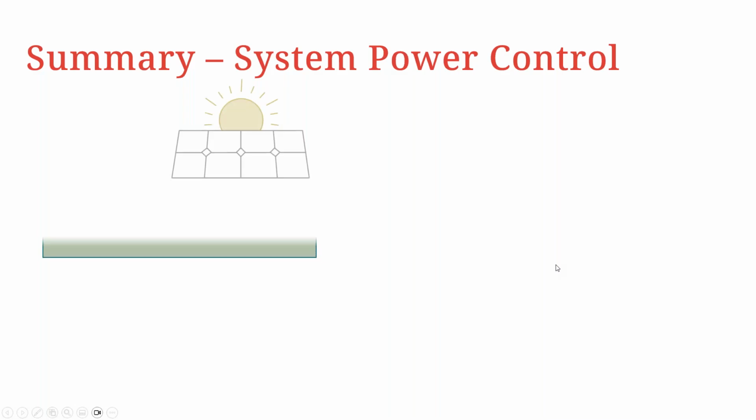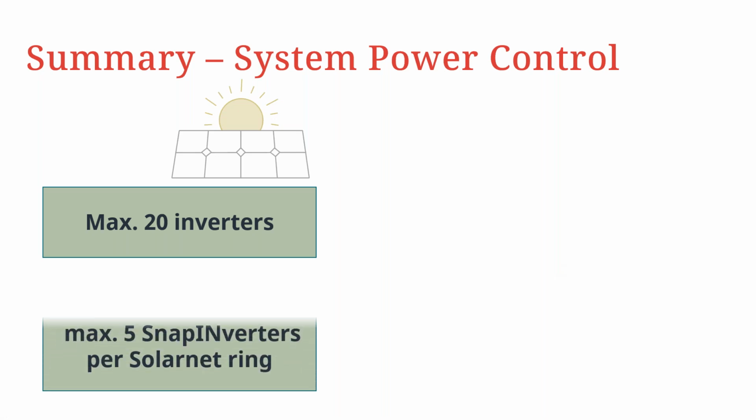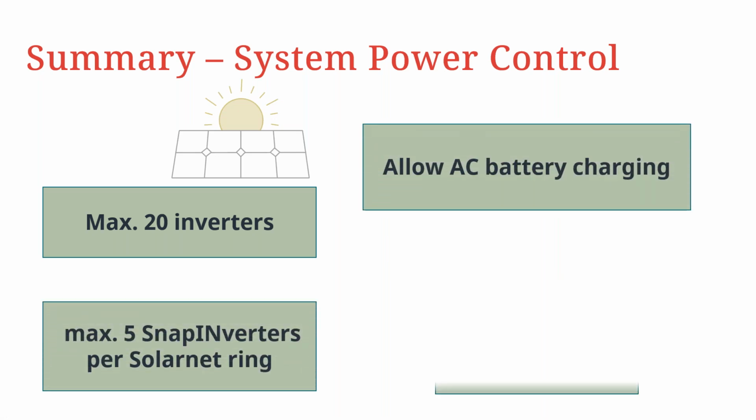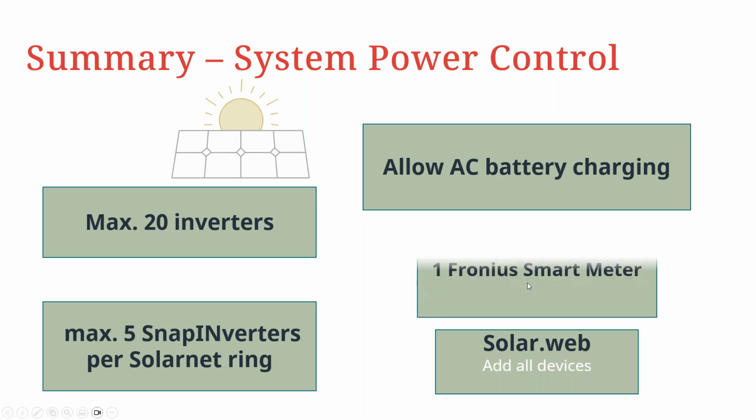Good. So in summary, just putting everything together, a maximum of 20 inverters are allowed per system. If you're implementing with solar netting, a maximum of 5 inverters, inclusive of the submaster, is recommended. Also remember to allow AC battery charging from other generators in the system or in the home network. Just one smart meter is needed for this to happen.